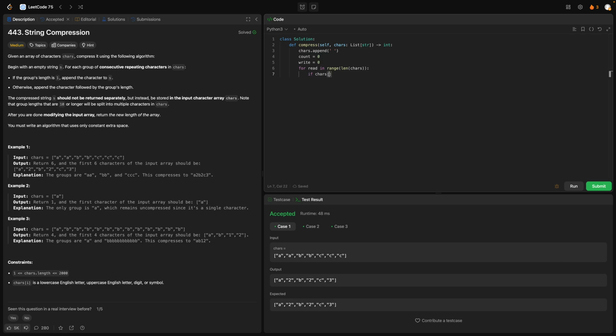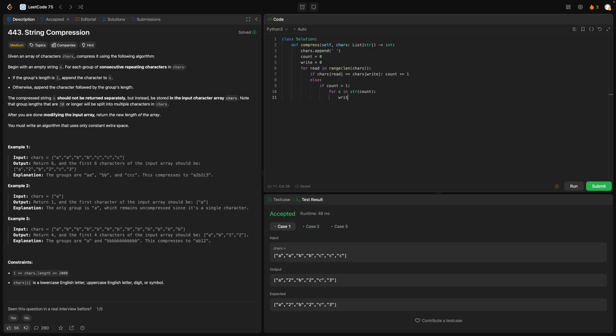If chars read was equal to chars write, in this case, the count is plus 1. Otherwise, if the count is larger than 1, we want to write how many times it happens. So I will make the count a string, since it could be larger than 9.